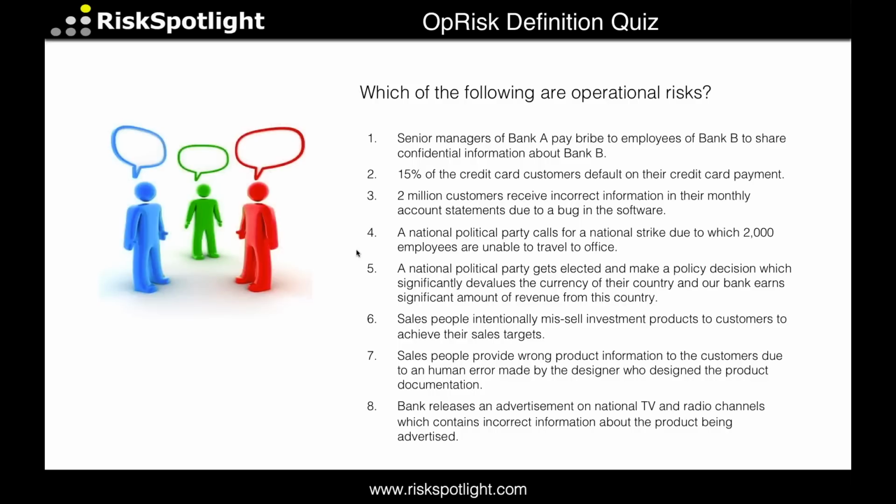Okay, so let's do this quick exercise and then we'll try to take some of the questions. I've listed about 8 examples here. You just need to identify whether you would consider those as operational risk or not. Let's do the first one: senior managers of Bank A pay a bribe to employees of Bank B to share confidential information about Bank B. You can just say yes or no, if you would consider that as an operational risk.